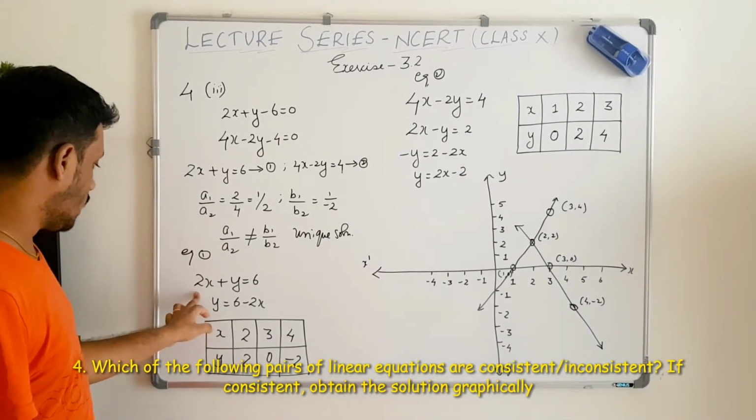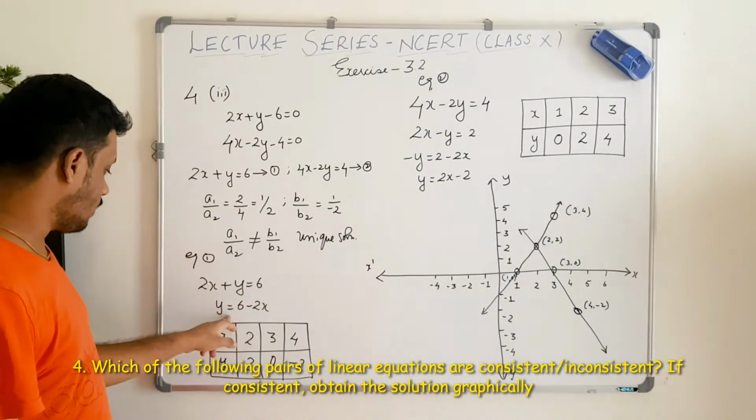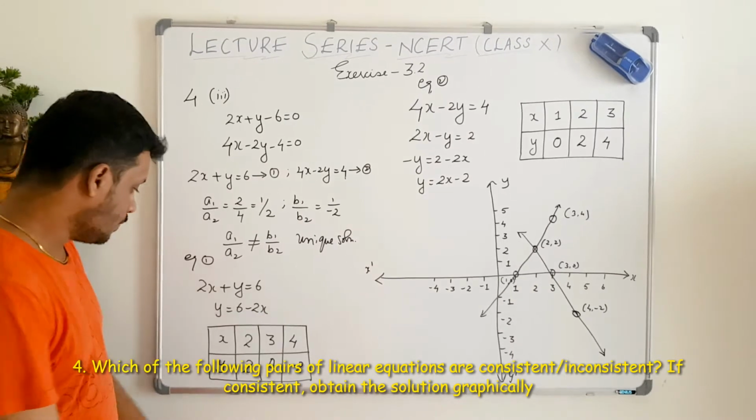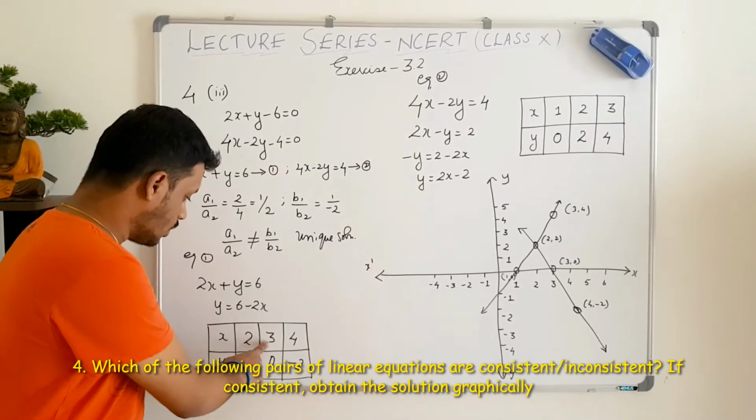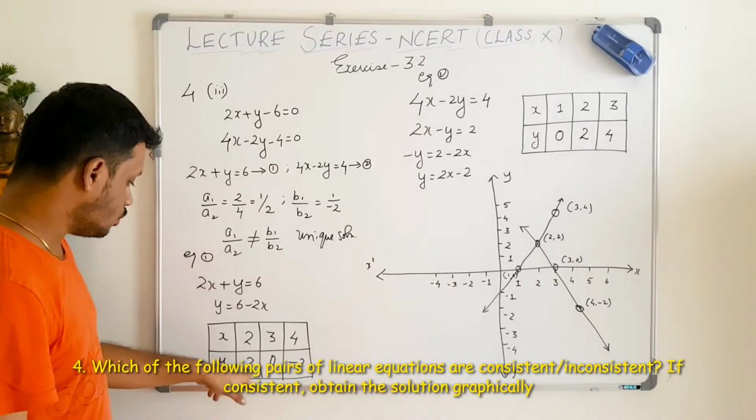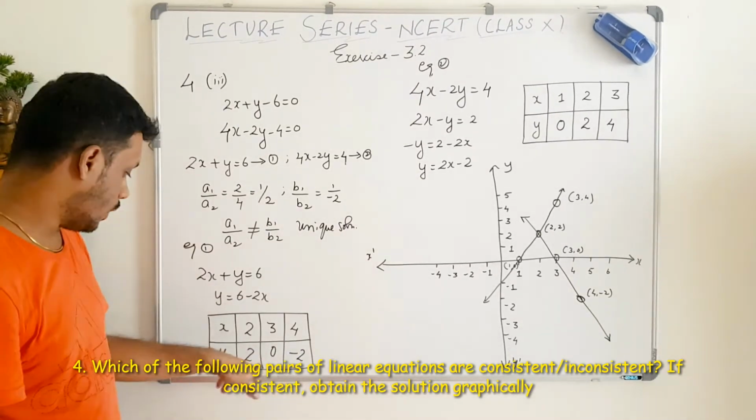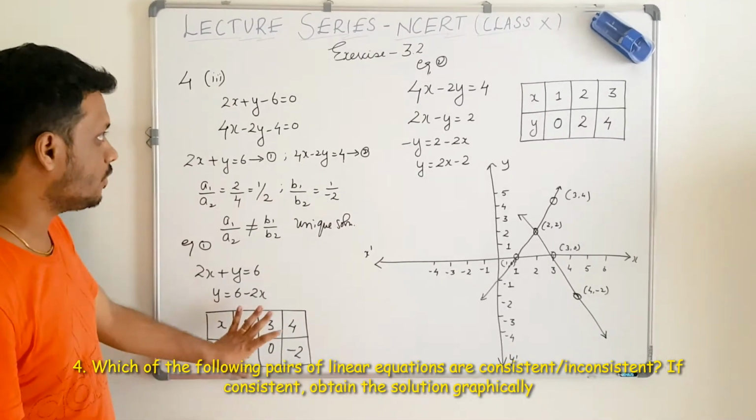So first equation I've taken 2x plus y equal to 6, and I've got y is equal to 6 minus 2x. And I filled the table. I took 2, 3, 4 for x, and I got 2, 0, minus 2 for y corresponding to those x values. So this is my first table.